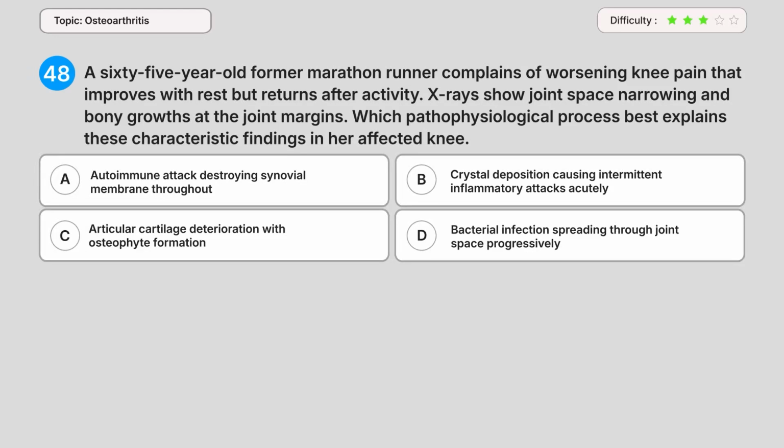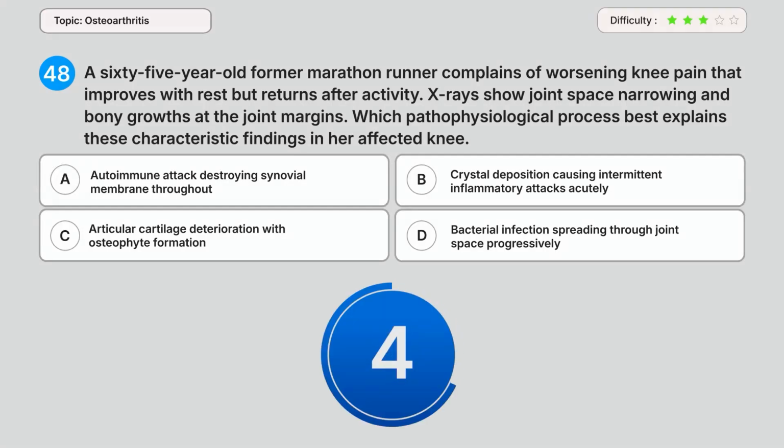A. Autoimmune attack, destroying synovial membrane throughout. B. Crystal deposition, causing intermittent inflammatory attacks acutely. C. Articular cartilage deterioration with osteophyte formation. D. Bacterial infection spreading through joint space progressively. Can you guess the answer?